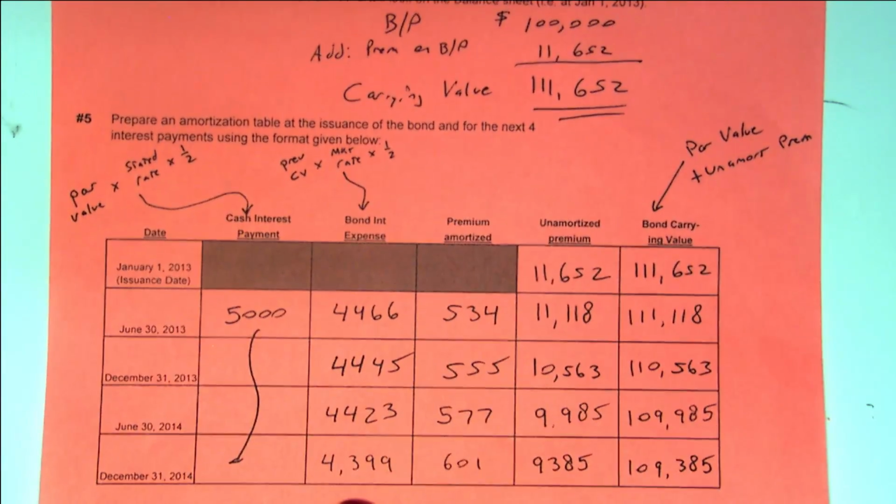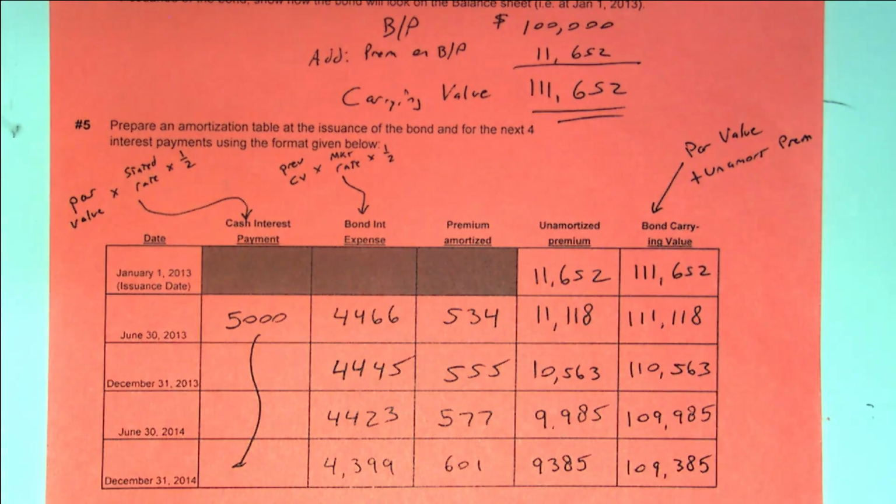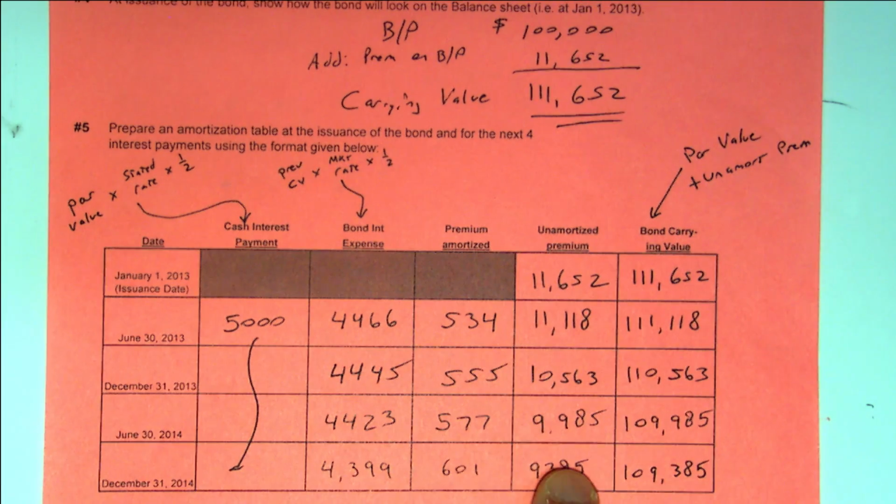Now, this amortization table won't go to a 0 unamortized premium because it's only the first 2 years of an 8-year bond. Is that right? So take a look at that. If you're off by $1 or $2, I'm not too concerned about it. I think I asked you on this one to round to the nearest dollar.